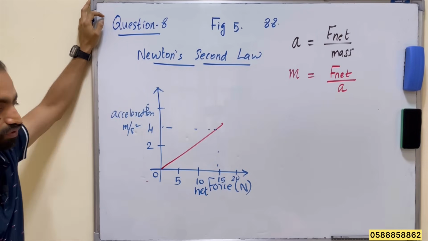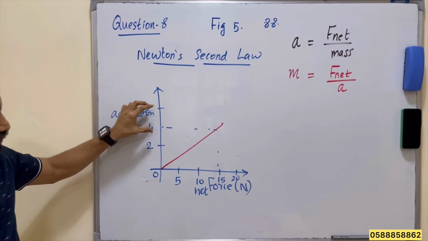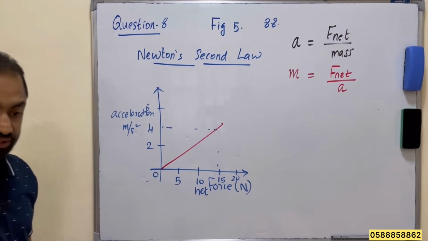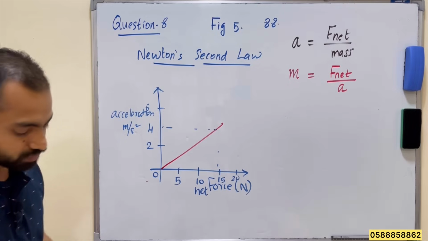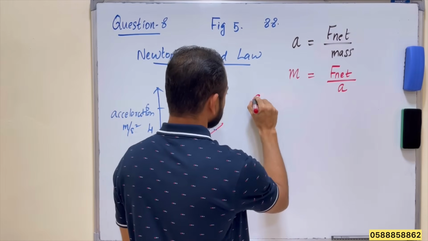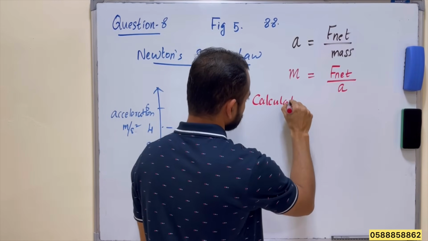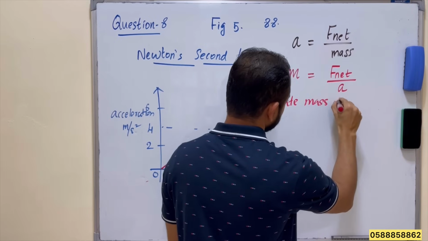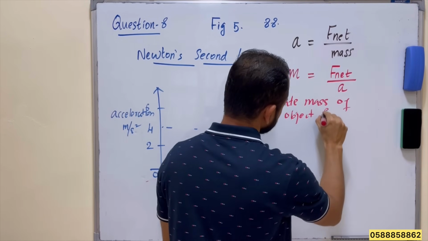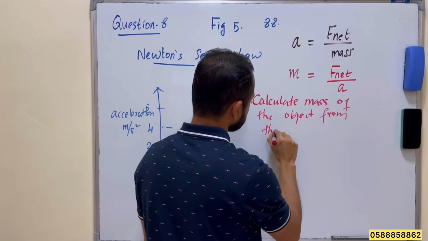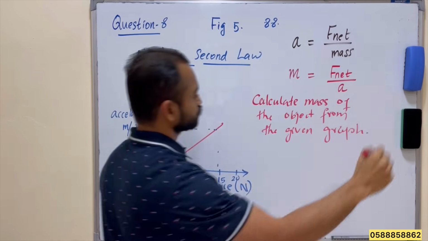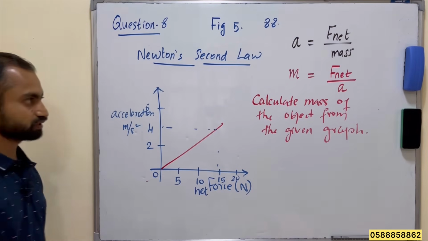Net force acting on the object, acceleration against net force acting on the object. The question is to calculate the mass of the object from the given graph. So how do we calculate the mass of the object from the given graph?